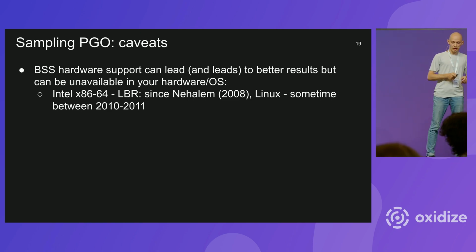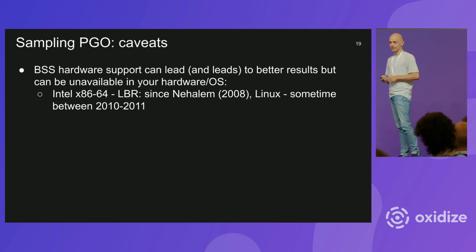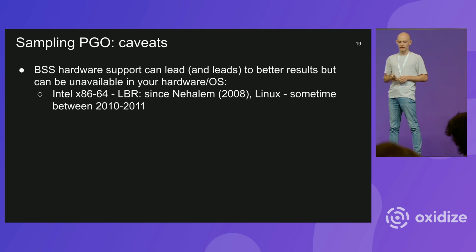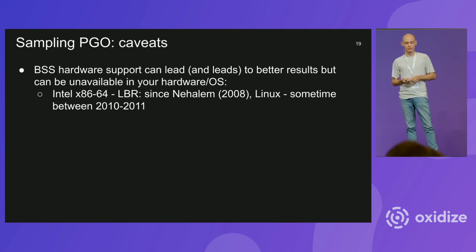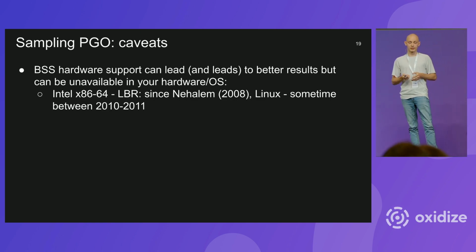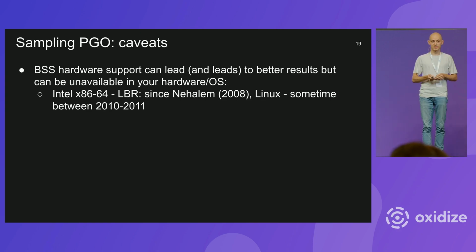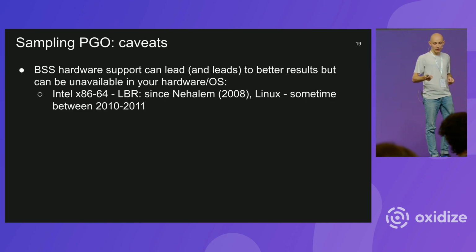Intel CPUs are on the good side. This feature is called Last Branch Record, or LBR, for Intel, and it's available since Nehalem CPUs, and support in the Linux kernel was added many years ago. Sorry, this technology, as far as I know, is not available for other operating systems like Windows or macOS. Actually, I don't care much about them, sorry.